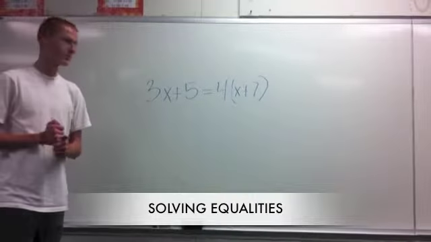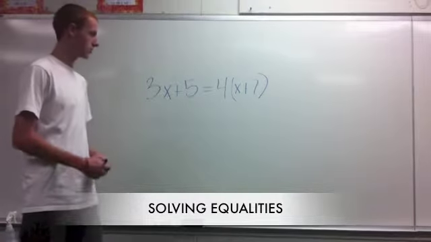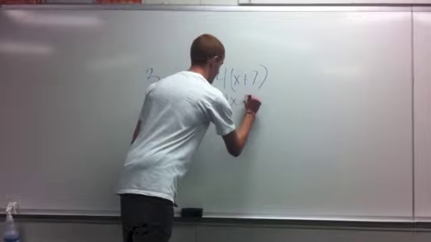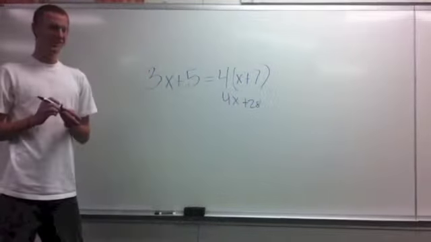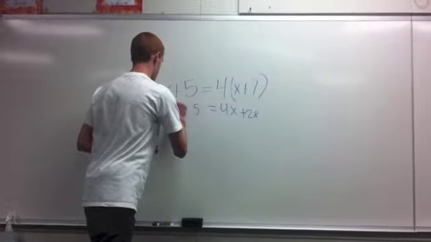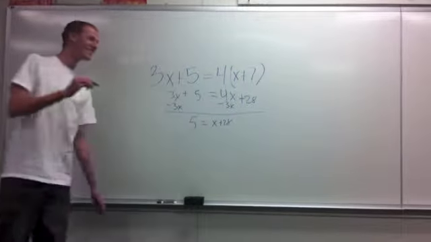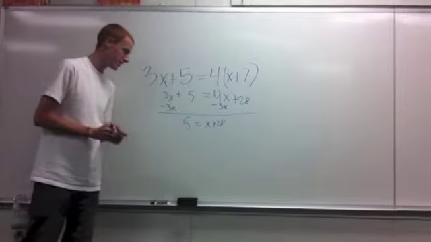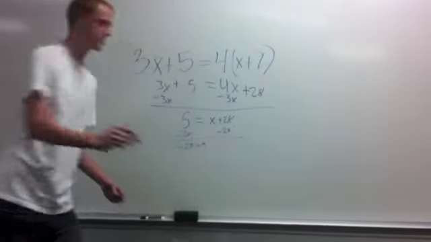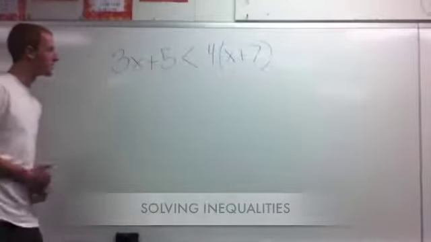Next one we'll be talking about is equalities. So first off, we have to get the x to one side. So what we're going to do is parentheses first. Then now that we have that, let's bring everything down. Let's get the 3x to that side. Now that we have that, we gotta get the 28 to the other side. And there's your answer. Negative 23 equals x.